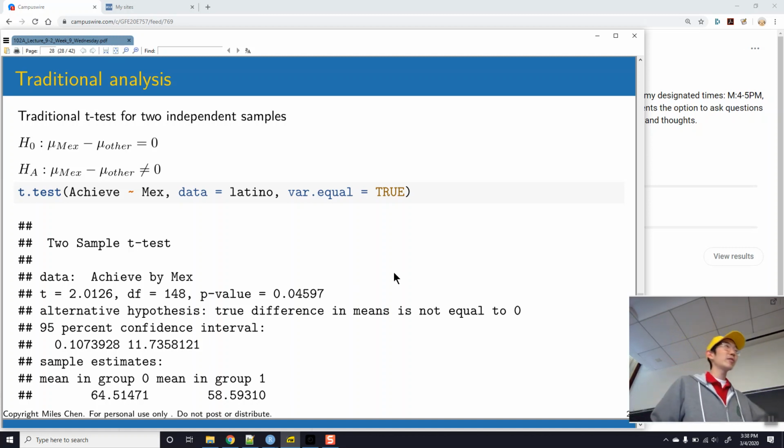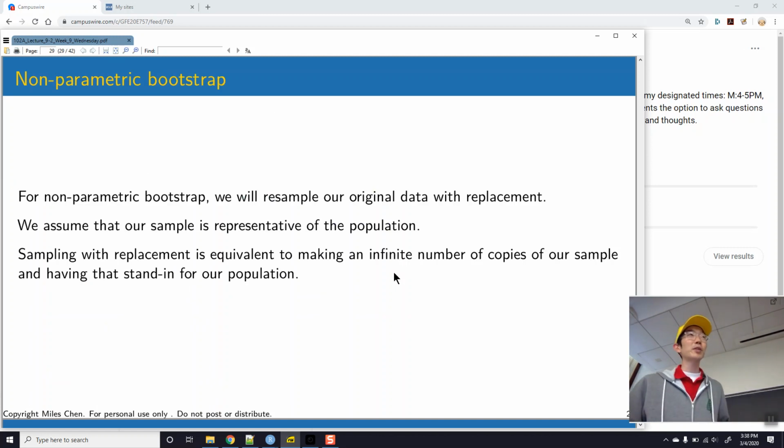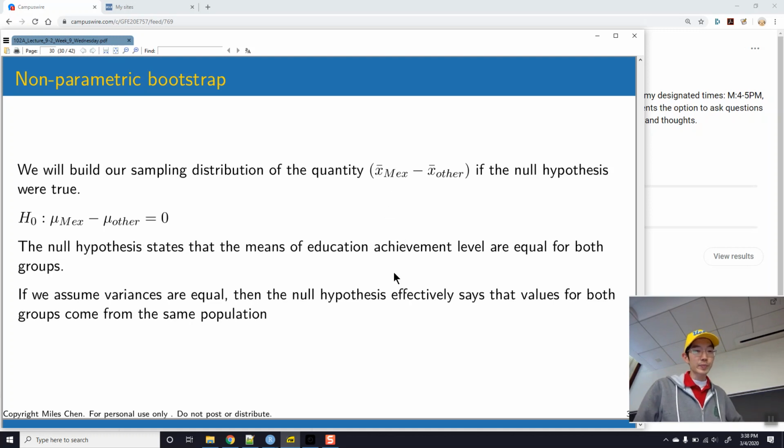But the point is we're going to do a non-parametric bootstrap. In the non-parametric bootstrap, we're going to resample our original data with replacement, and the key is that we're assuming our sample is representative of the population, and therefore I can sample with replacement. That's effectively making infinite copies of my sample and using that as a stand-in for the population.